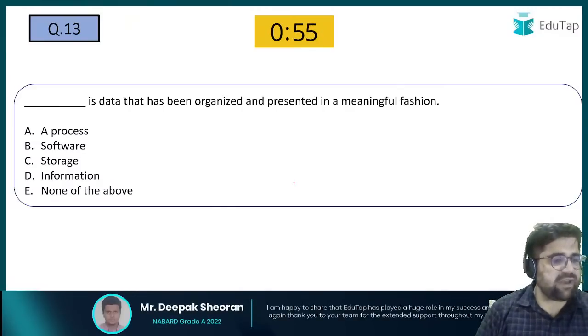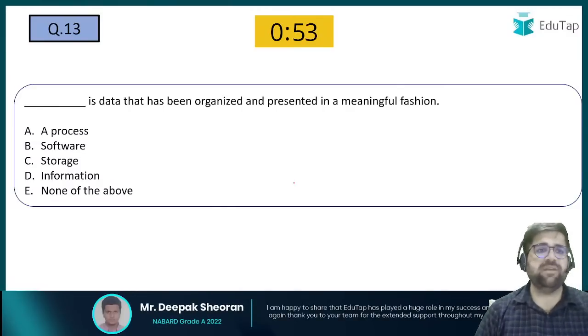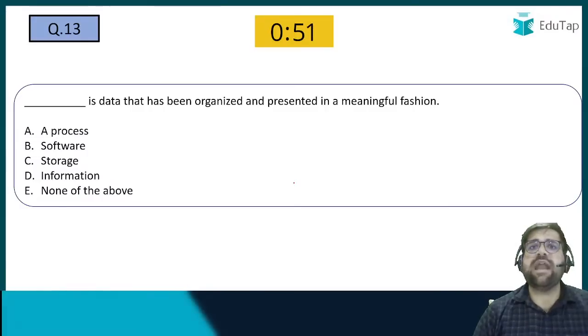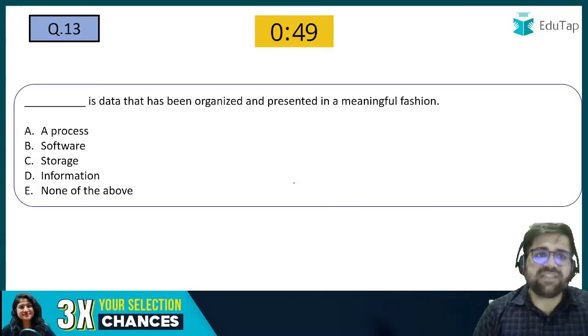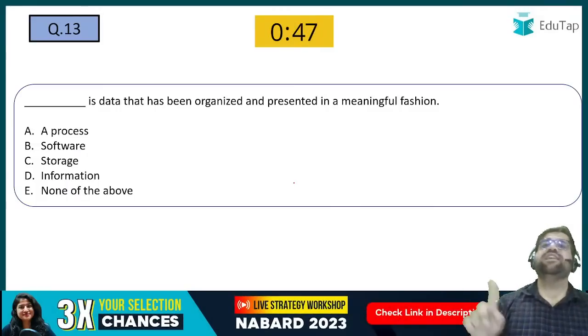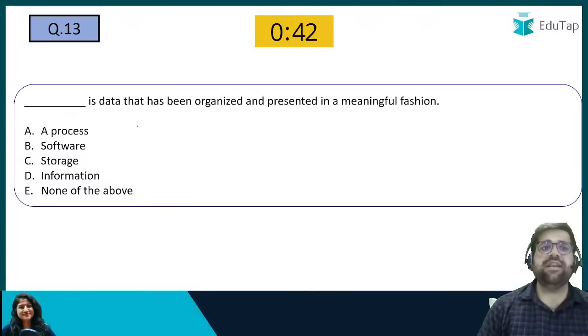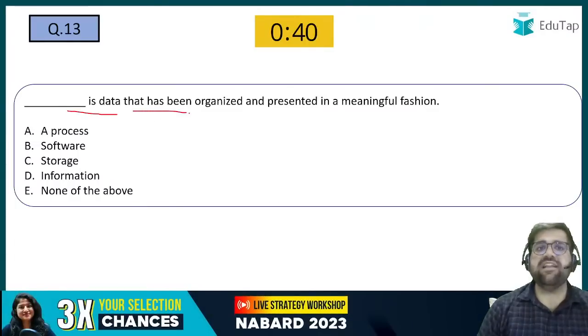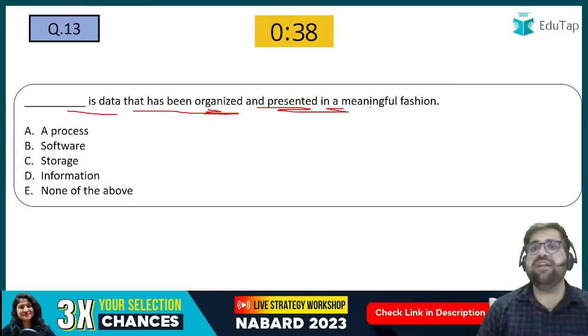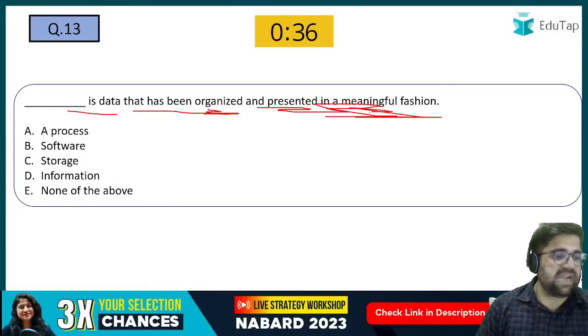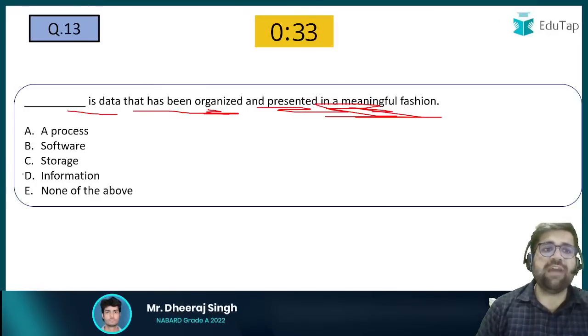Question number 13. Yes, the answer is analog. Now I want the answer of question number 13. Again, trying to revise your concept. Dash is the data that is organized and presented in a meaningful fashion. Here, dash is the data that has been organized and presented in a meaningful fashion. So that will be your information.